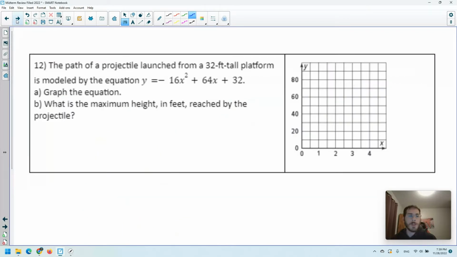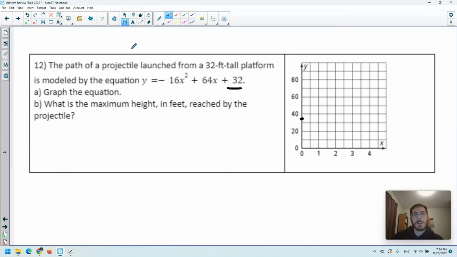Number 12, the path of a projectile launched from a 32-foot tall platform is modeled by this equation. Graph the equation, then find the max height reached by the projectile. So we know from the equation that we're starting at 32. So we'll put our starting point at 32 here.